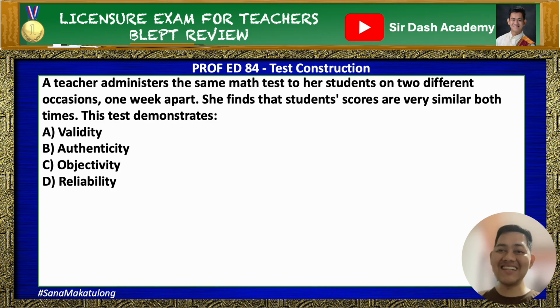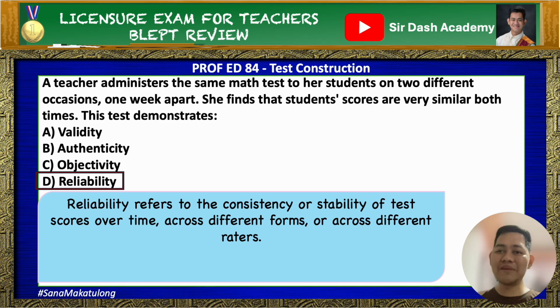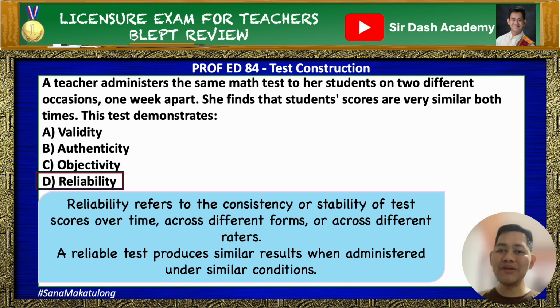Alright, the correct answer is letter D. Reliability. I-recall natin ito. I hope nakuha niyo ng tama. Yung reliability, it refers to the consistency or stability ng test scores over time, across different forms, or across different raters. Yung reliable test, it produces similar results when administered under similar conditions. Let's analyze yung situation.